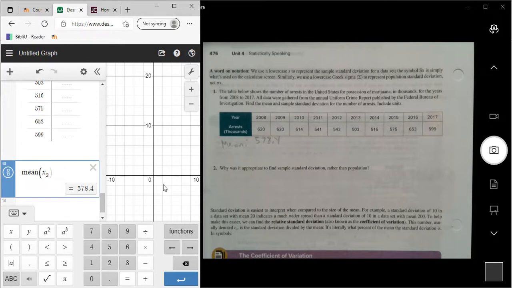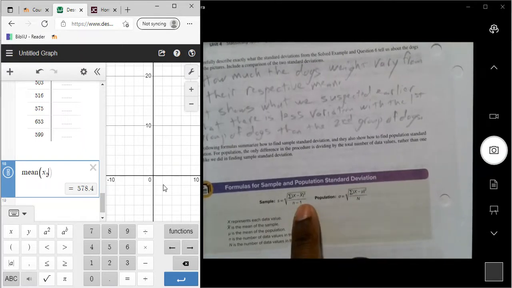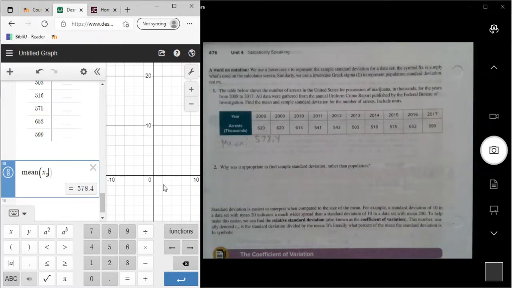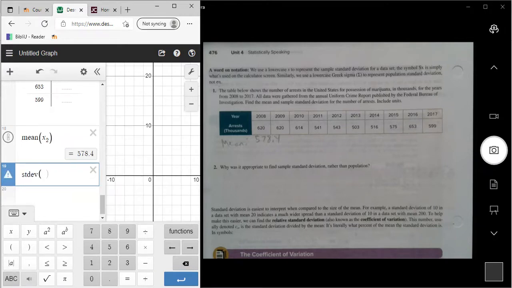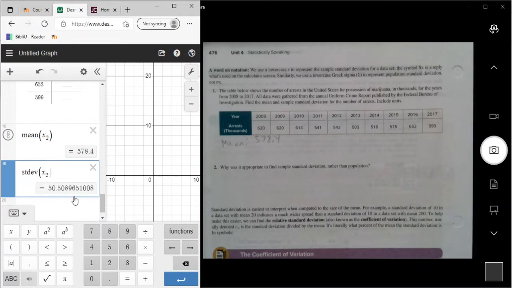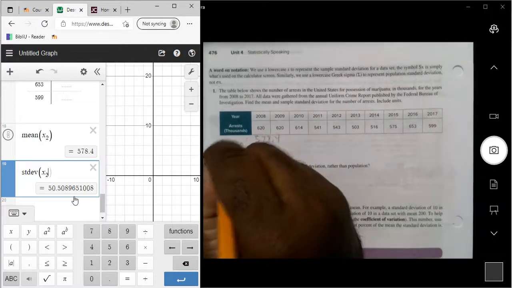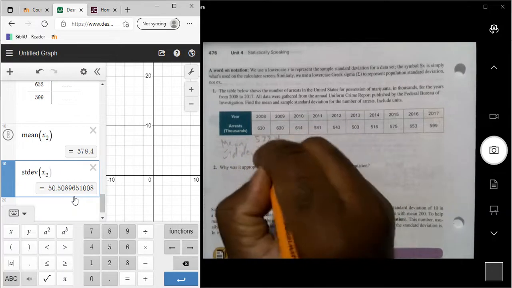Okay, so basically they want us to do the standard deviation as well. All right, so the standard deviation, if we go back to the previous page, and of course this is a sample. So we would have the square root of the sum of the x minus the mean squared divided by n minus 1. Now we can substitute in and do all of that, but we do have a feature on the calculator where we could click function, and you see where it says here standard deviation, and we could click x2, and that would give us 50.5 if we round to 1 decimal place. So the standard deviation is 50.5.